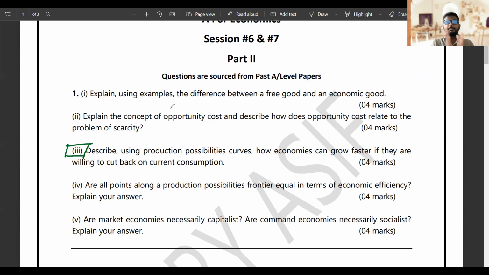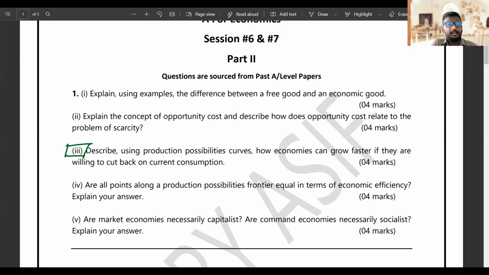Right. So I'll start. Describe using production possibilities curves how economies can grow faster if they are willing to cut back on current consumption. Now, remember, you have to draw production possibility curves to show this. You can't just write and get away with it. You have to write the description of how this can happen plus show it on a PPC. So this is how it's going to be, right?